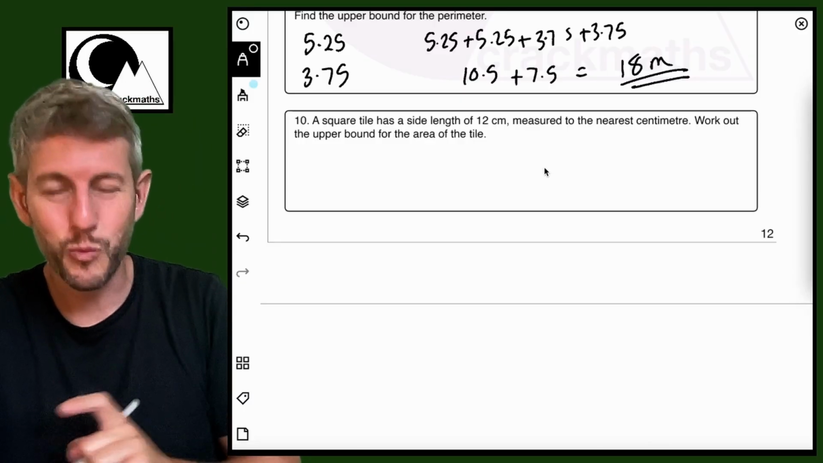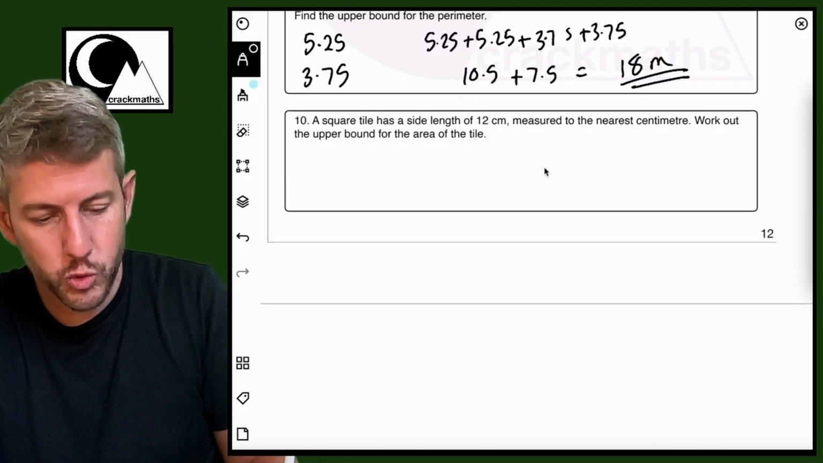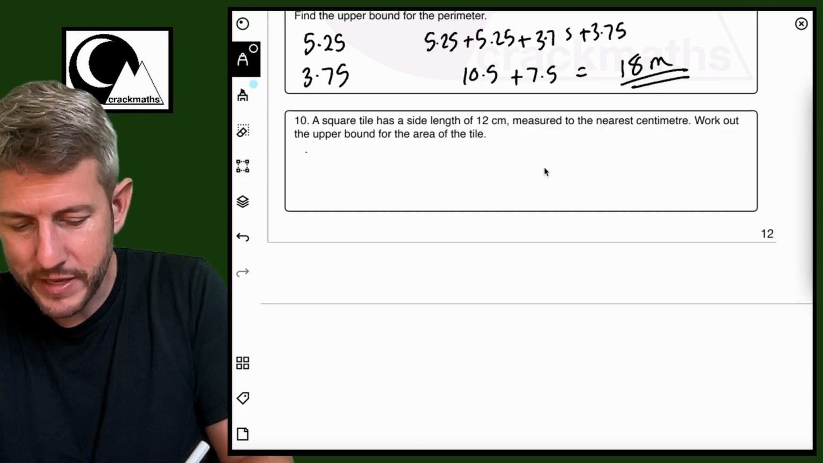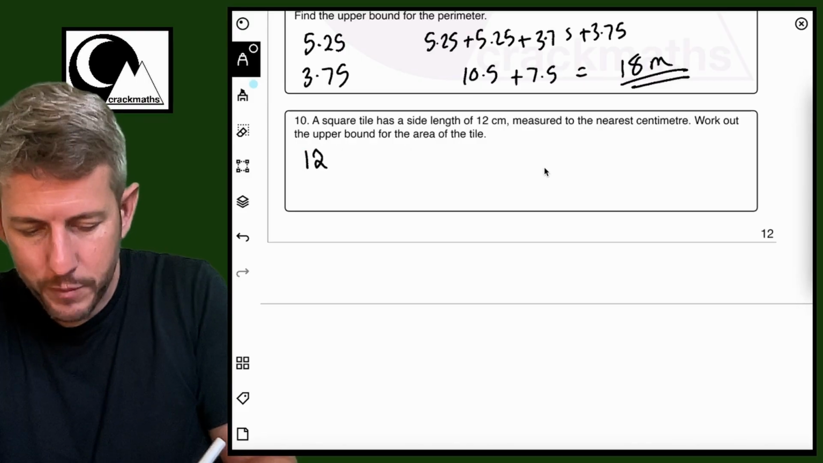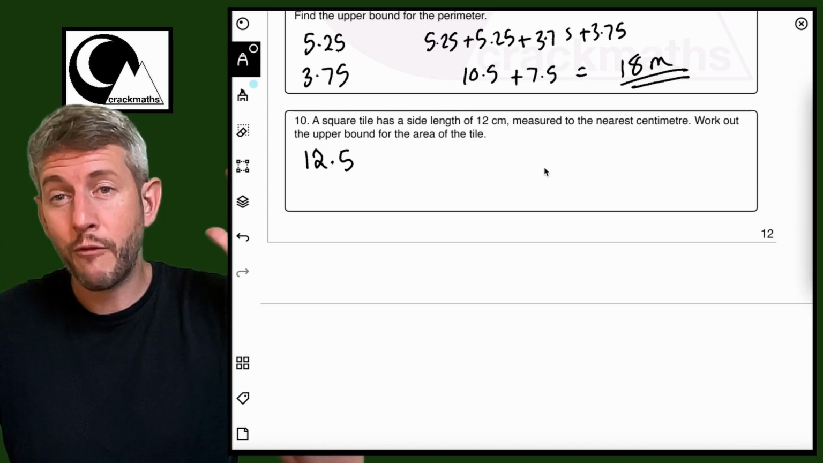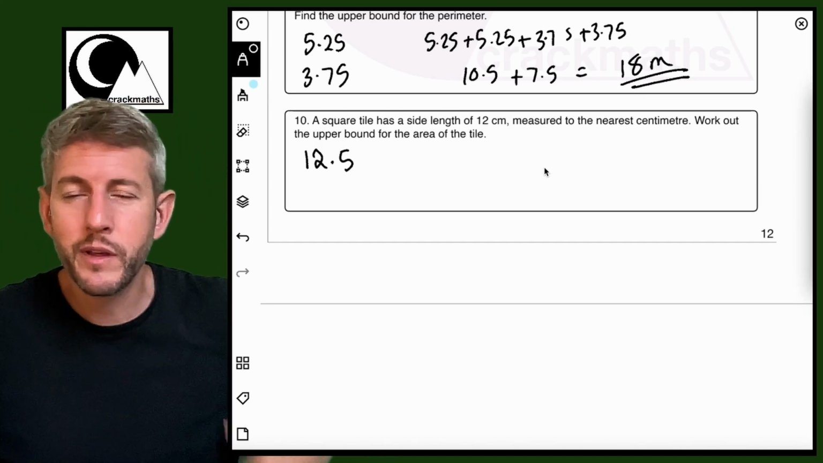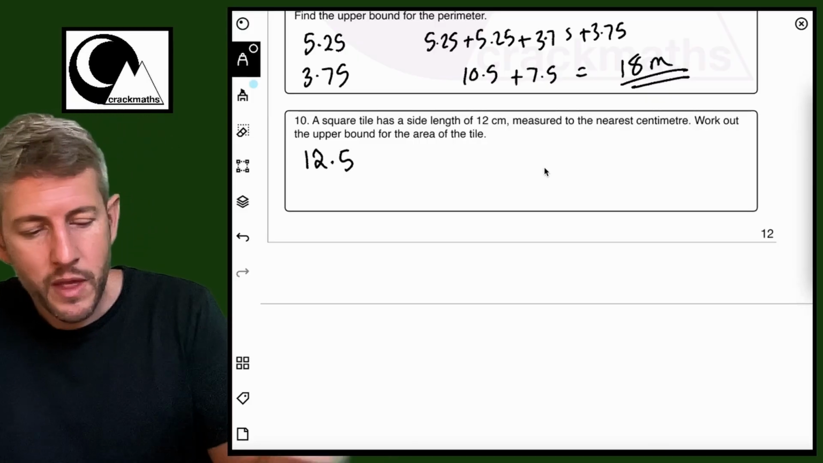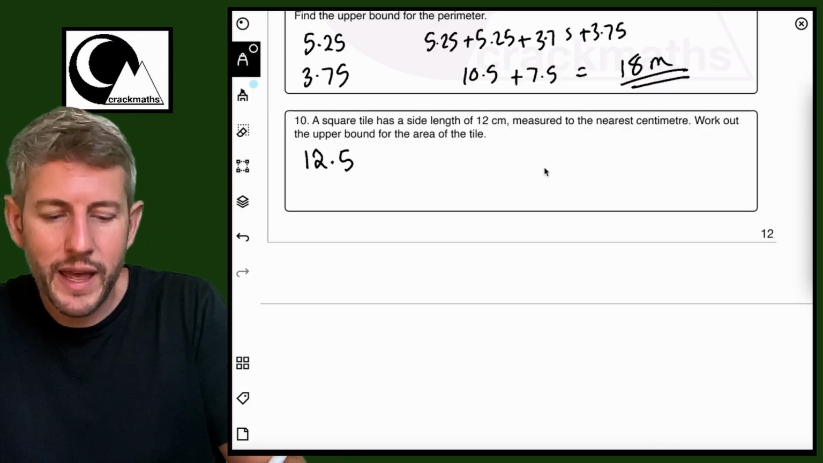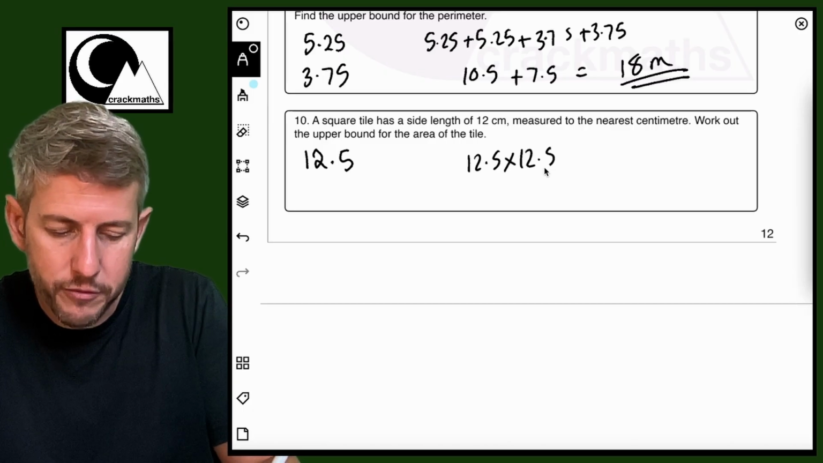Okay, this is nice. Just one thing to do. So the upper bound, if it's 12 centimeters to the nearest centimeter, would be 12.5, because 12.5 would technically round up to 13, but it's the benchmark for what rounds down to 12. Okay, so if it's a square, the area is the side length times the side length, so that's 12.5 times 12.5.